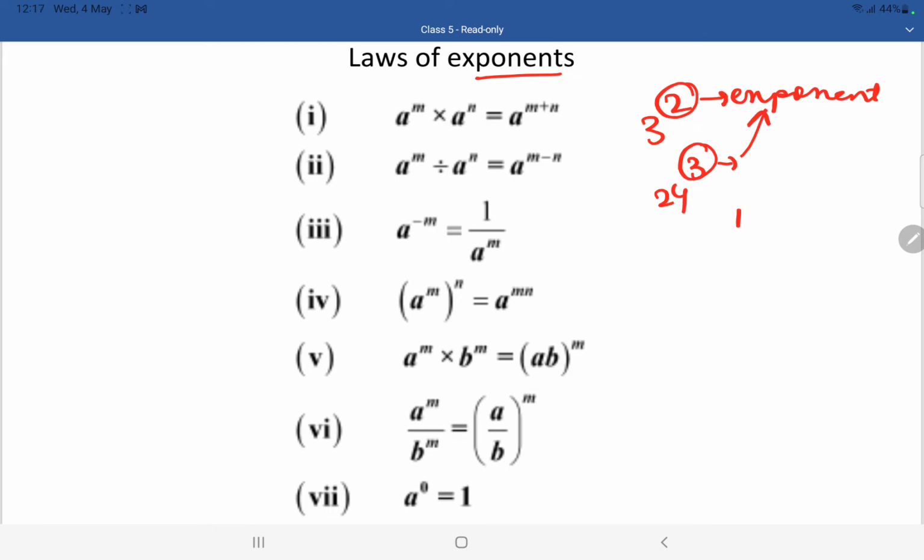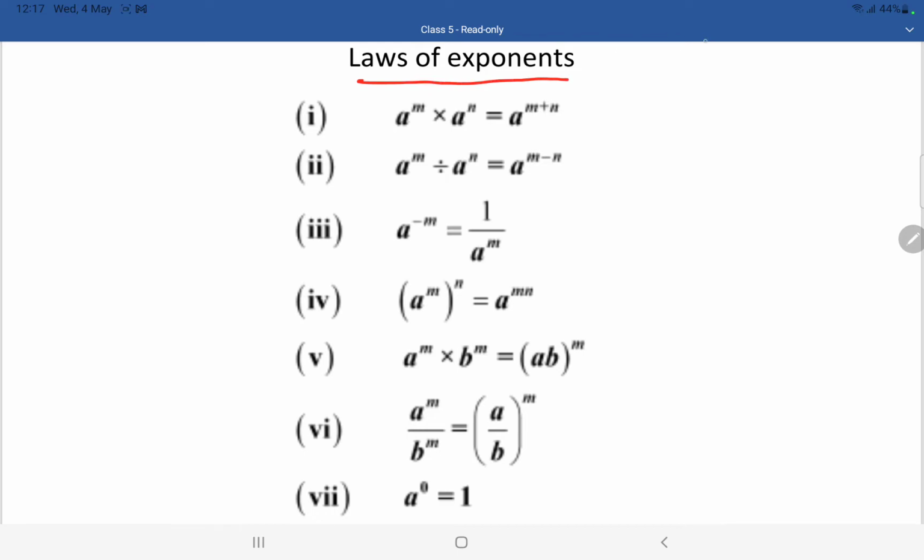Now we have some rules for these laws of exponents. Laws of exponents means there are some rules which you have to follow while solving problems related to powers and exponents. Just now we discussed what is meant by BODMAS and how you have to solve the problems. BODMAS is a rule. Like that only, we have some rules for the exponents chapter also. Okay students.